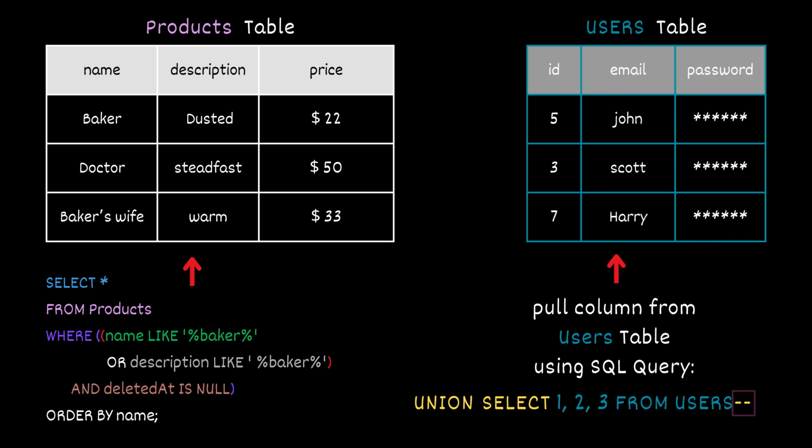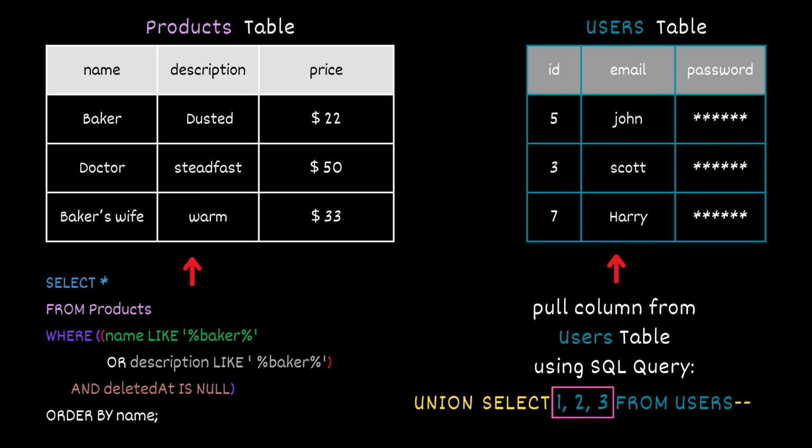The dash dash at the end tells the database to ignore the rest of the original query, so it doesn't interfere with the union select injection. The numbers 1, 2, 3 are just placeholders. That means dummy values used to represent the number of columns.